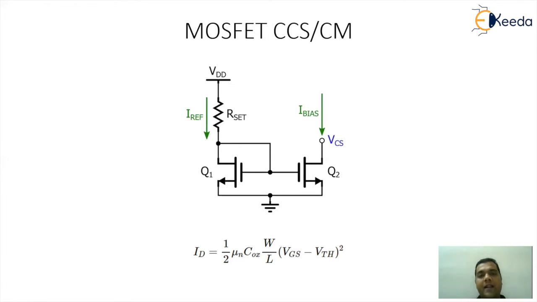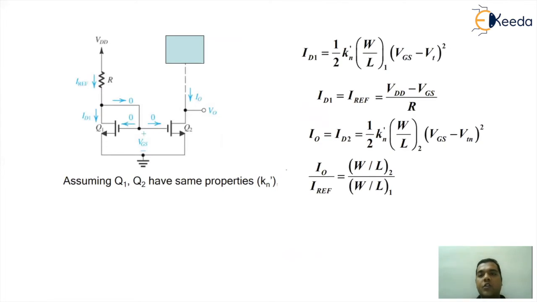So now when I try to relate the reference current and the output current, the reference current is the current of the first MOSFET and the output current is the current of the second MOSFET. So when I take a ratio of that, you will get the value of IO by IREF as W by L of 2 divided by W by L of 1.